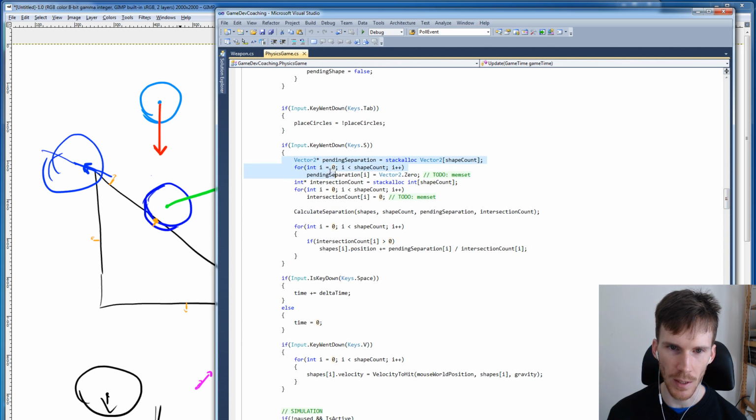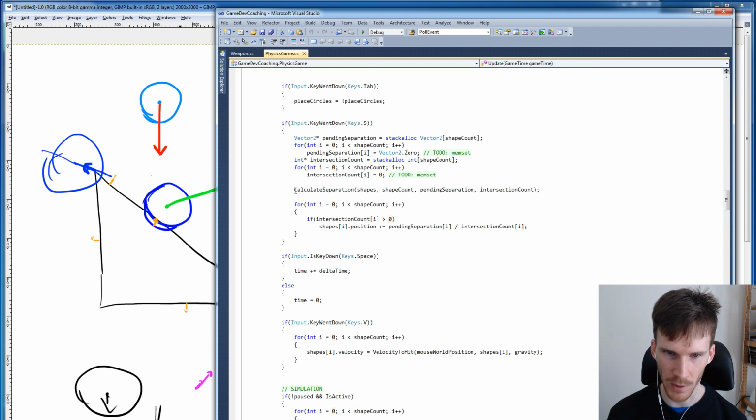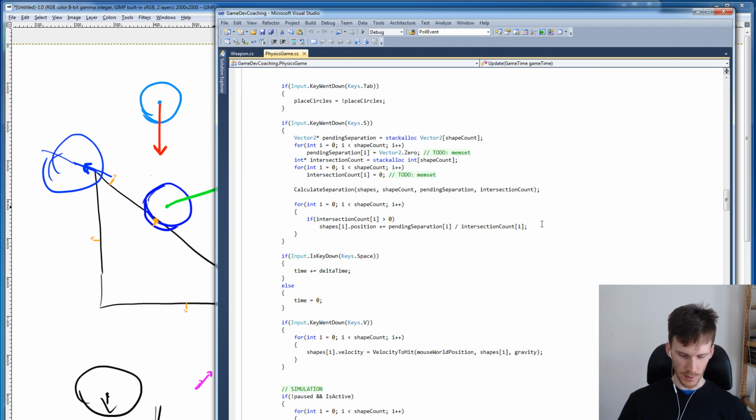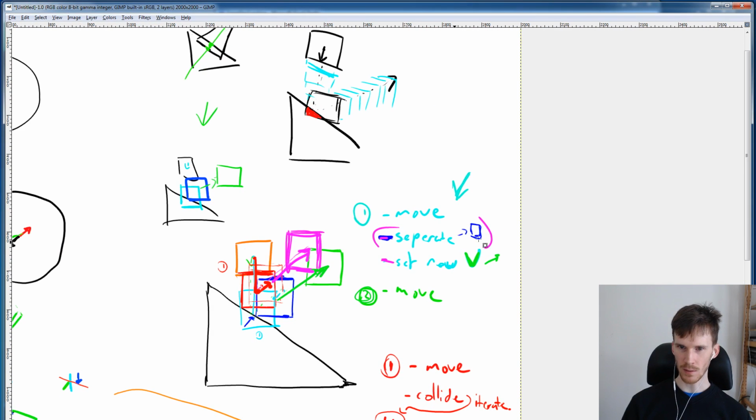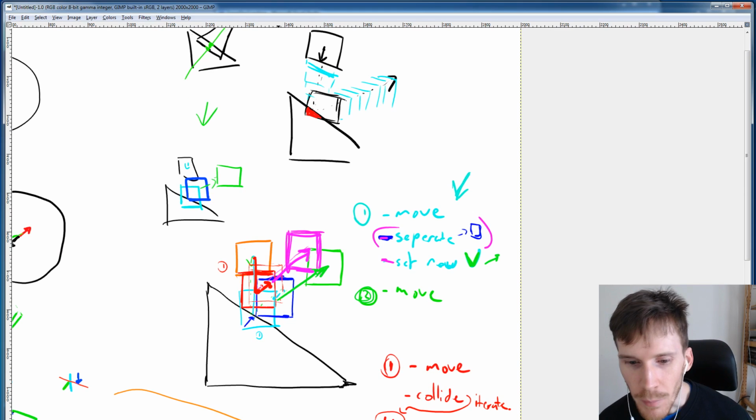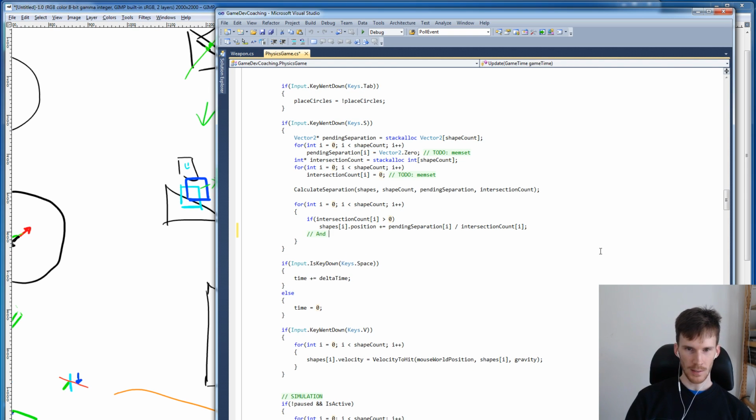In the simulation, calculate separation. Okay, so we've set up some memory for this. We calculate separation, and then we do a thing. We will totally do that later, but we're not going to do that now. This thing that we're doing is this step here. So all we need to do then is change velocity. That's how we're going to do it. So all we have to do is figure out what code we're going to put in here.